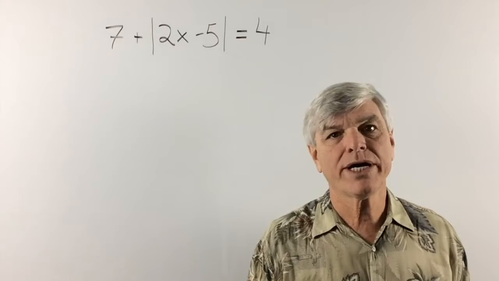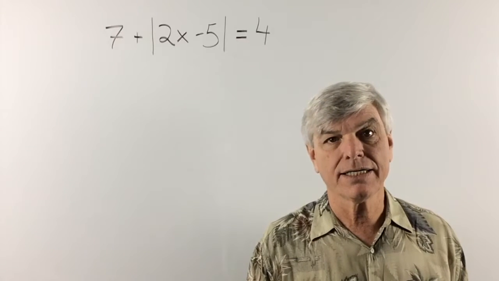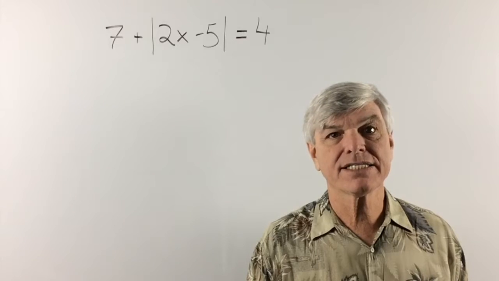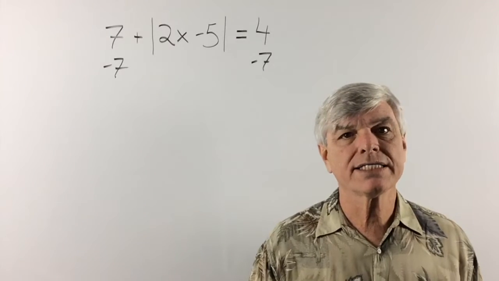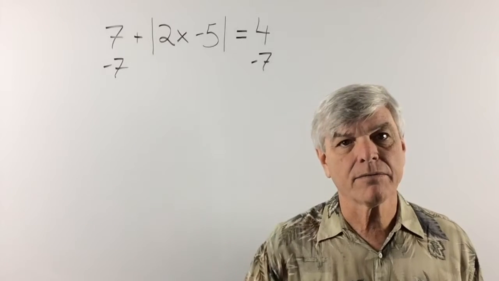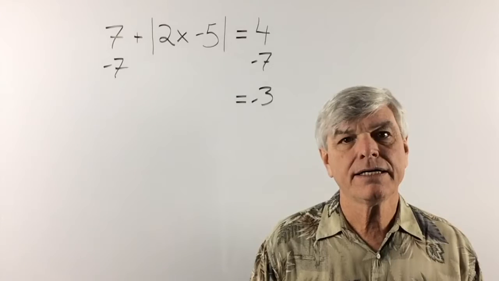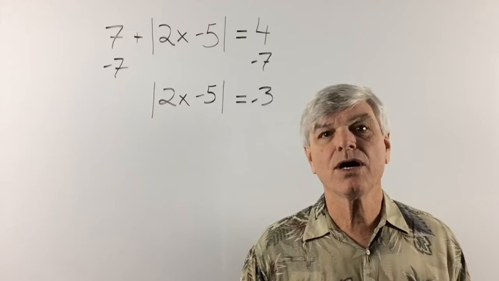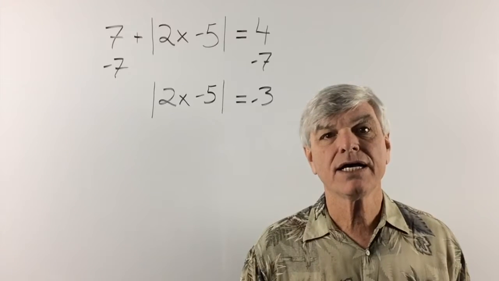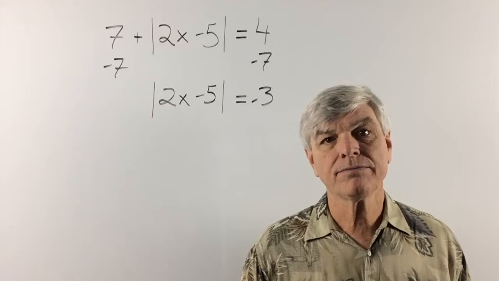Okay, we have another equation that looks reasonably normal, but it's not. Let's see why it's not. First off, let's eliminate the 7 from both sides, and that leaves us with a 0 here and a -3 here. Let's bring down everything else on the left-hand side. And the absolute value of 2x minus 5 equals -3. Do you see a problem there?